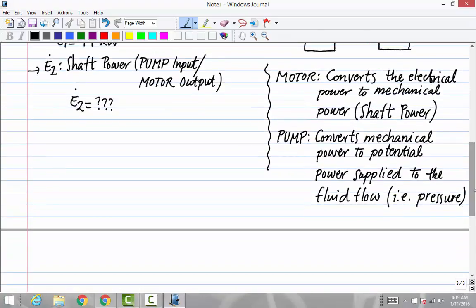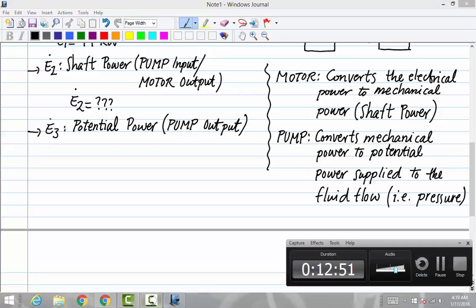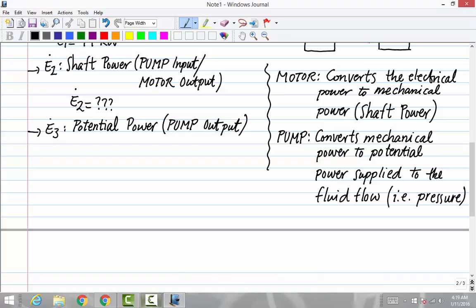Well, so on the other side I have E dot 3, which is that potential power supplied to the fluid flow, which is the pump output. Okay, great.